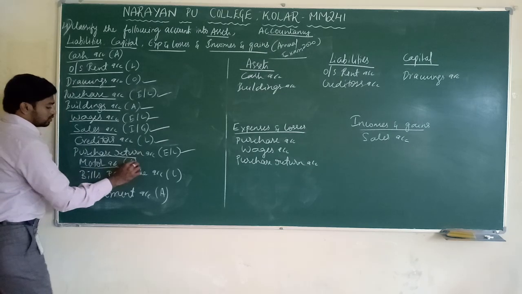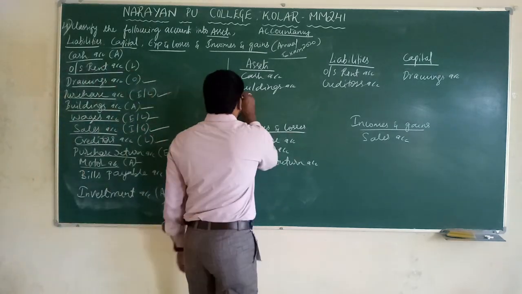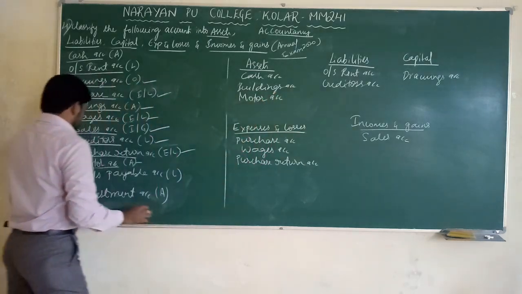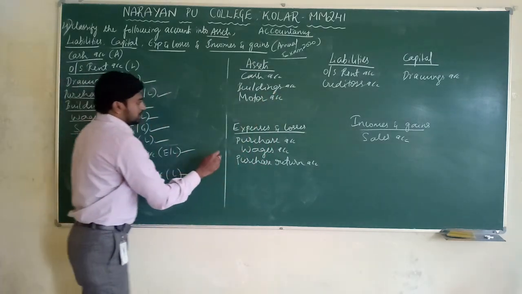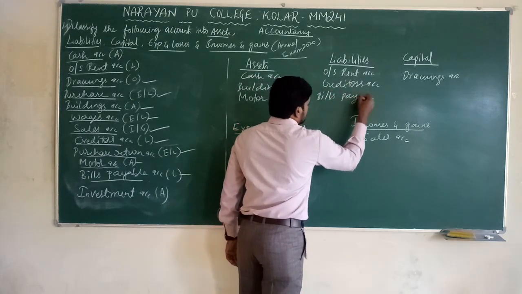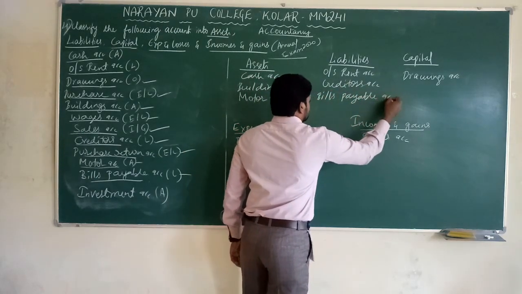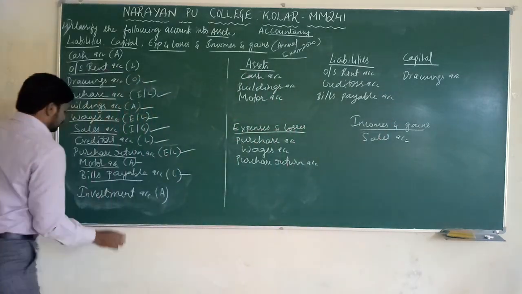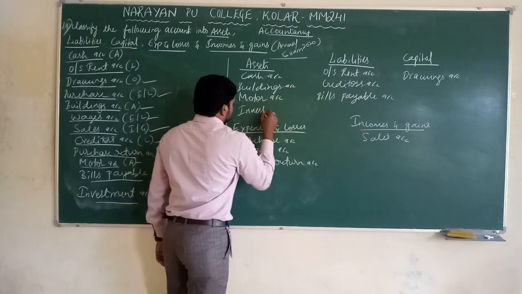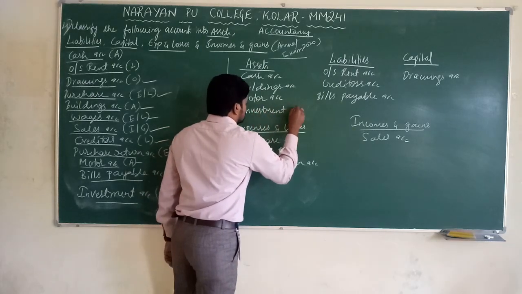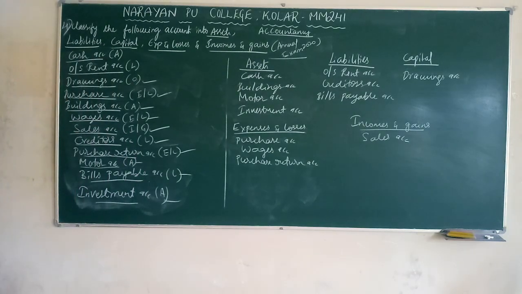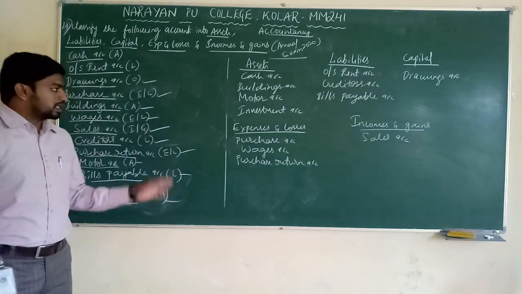Next, motor account, it is an asset. Next, bills payable account comes under liability. Next, investment account comes under asset account. These are the classifications we have to do under the numerical system. Write it very clearly.